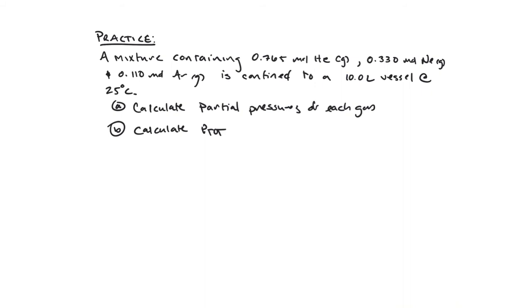So again, let's press pause. Try this one where we have a mixture that contains 0.765 moles of helium, 0.330 moles of neon, and 0.110 moles of argon. It's confined to a 10-liter vessel at 25 degrees Celsius. I want you to calculate the partial pressures of each gas, and then the total pressure inside the container. Press pause, give it a try, and then press play when you're ready to hear the final solution.